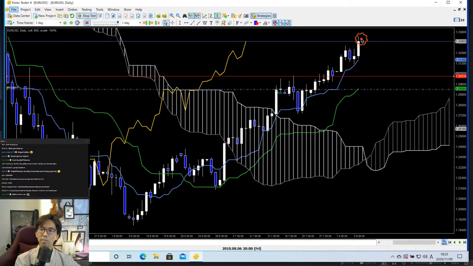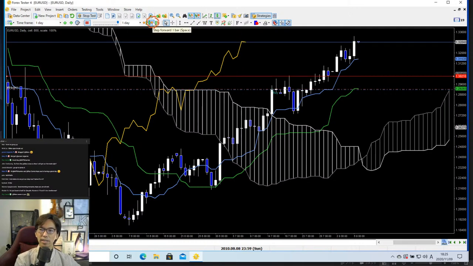Even if the market comes backwards this way, this is the break even line. I get break even and I continue to look for other buy or sell chances in the future. So let me keep moving until I exit this position.